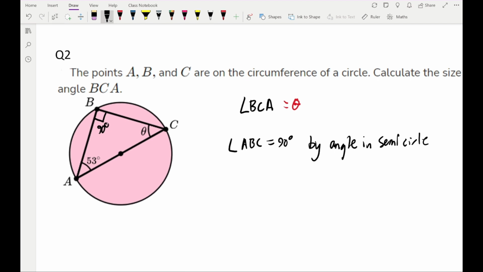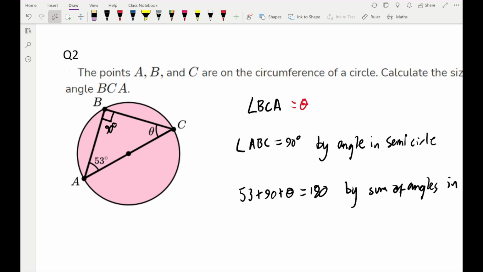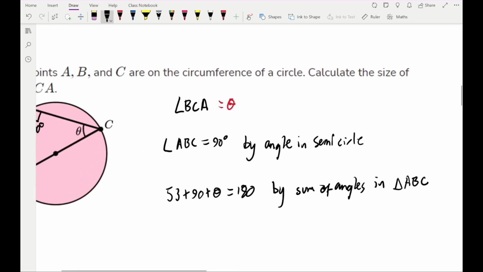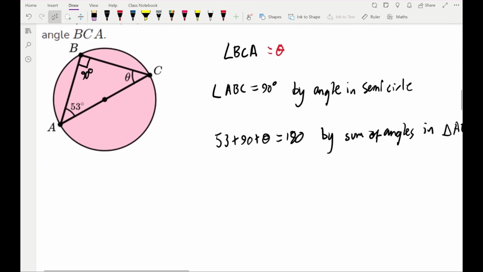The other thing you'll use quite a lot is the sum of angles in a triangle. When you add up all the angles in a triangle, they should give you 180 degrees. So let's apply that. 53 plus 90 plus our mystery angle theta all has to add up to 180 by sum of angles in a triangle. Now, it is in a triangle, but we should be specific about which triangle we're talking about. This is the triangle that has the points A, B, and C on it, so this is triangle ABC. It probably looks like overkill here, but when you have diagrams that have multiple triangles in them, it's really important to talk about which triangle you're referring to.